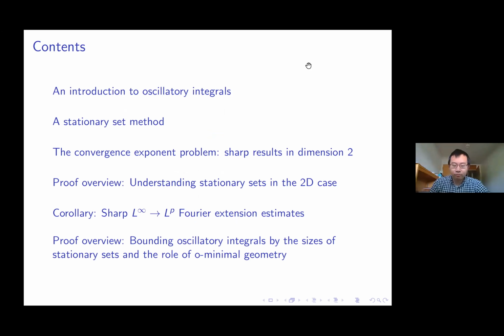And then I'll be introducing the main result, which we call a stationary set method. And then we'll introduce an application to the so-called convergence exponent problem. We use this method and additional considerations to obtain sharp results in dimension 2. I'll also mention a little bit about why we can only do dimension 2 at this point.